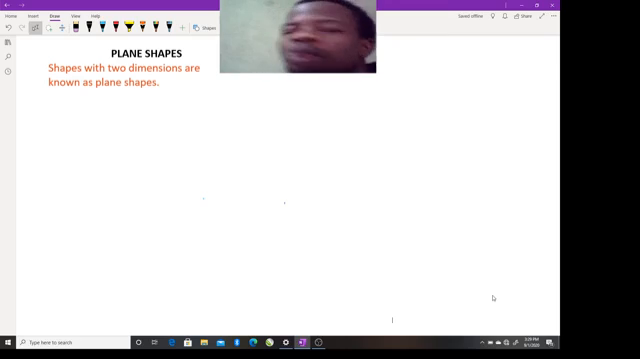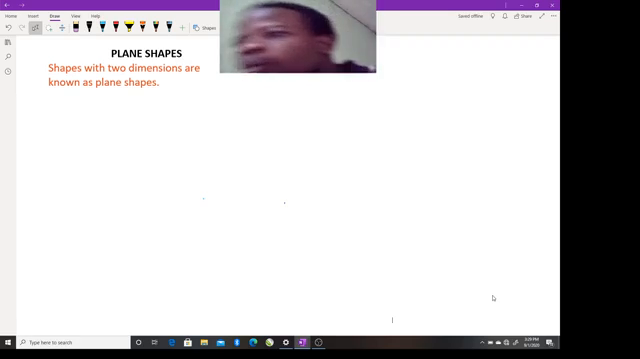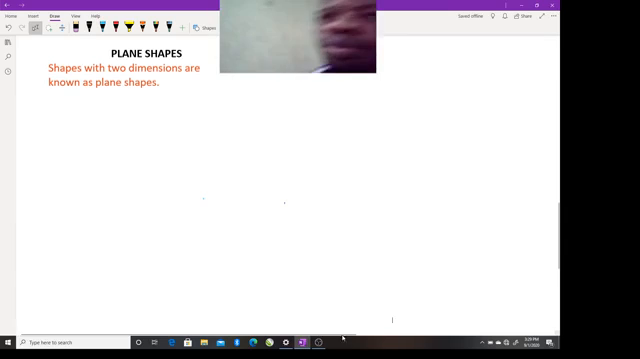There are a lot of plane shapes that pupils in primary school and secondary school still deal with, and virtually every aspect of mathematics has to deal with one shape or the other. The fundamental knowledge of plane shapes should be known. So what are plane shapes? They are shapes with 2 dimensions.